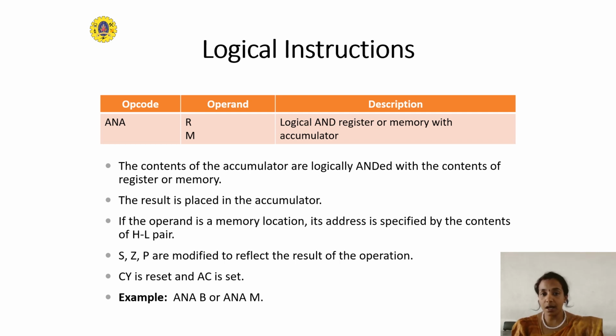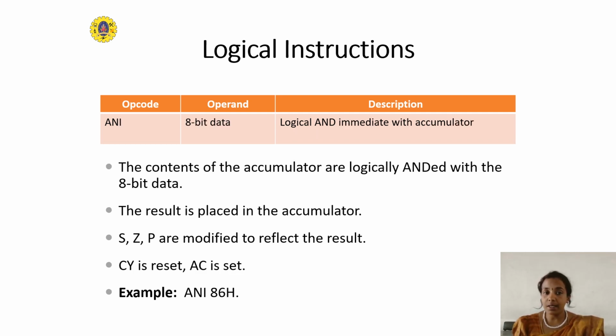Next one is ANA R. ANA R means perform the AND operation between the accumulator content and the register content. ANA M means perform the AND operation between the accumulator content and the memory content. ANA B means perform the AND operation between the contents of the register B and the accumulator. ANI 8-bit data means the data would be given directly, and that data would be ANDed with the accumulator.